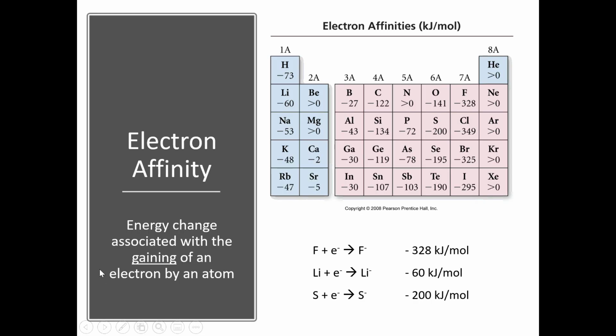So the first thing we're going to talk about is electron affinity. And here's a description. Electron affinity is the energy change associated with gaining an electron. So it's basically the opposite of ionization energy. And you can see some examples down here. In ionization energy, an atom loses an electron. With electron affinity, you're looking at an atom gaining an electron to form a negative ion. And if you look up here on this table, you'll see the electron affinity values are often negative.